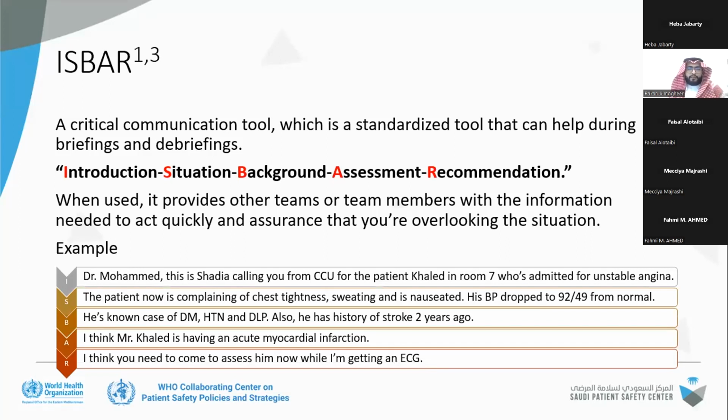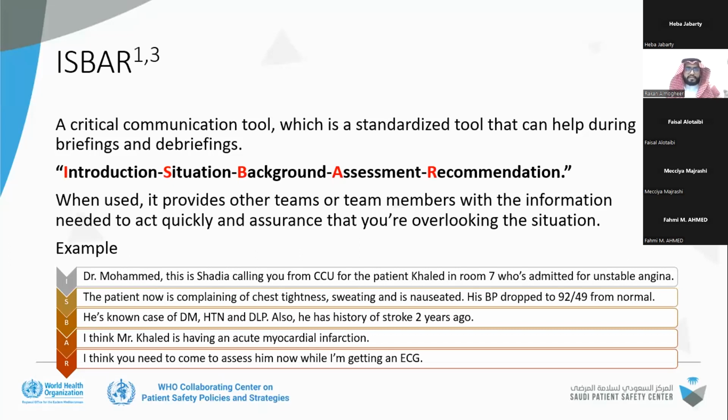So I'll begin with an introduction about the patient. Dr. Muhammad, this is Shadia calling you from CCU for the patient Khalid in room 7, who's admitted for unstable angina. The situation: the patient now is complaining of chest tightness, sweating, and is nauseated. His blood pressure has dropped to 92/49 from normal. Then the background of the patient himself. He's a known case of diabetes, hypertension, dyslipidemia. Also, he has a history of stroke 2 years ago.